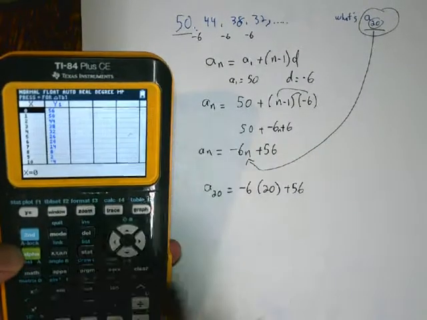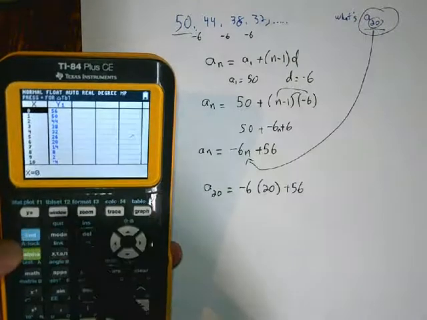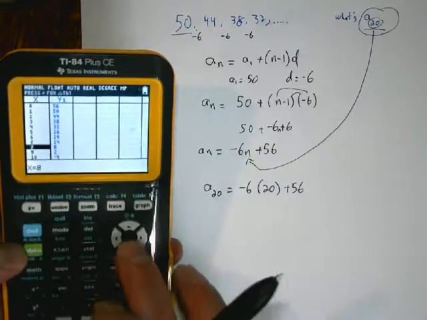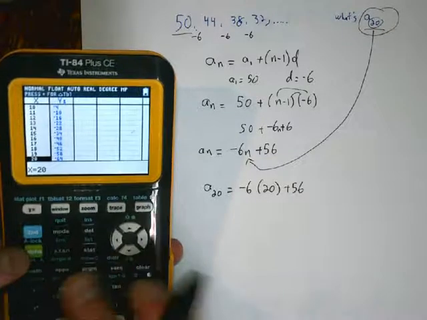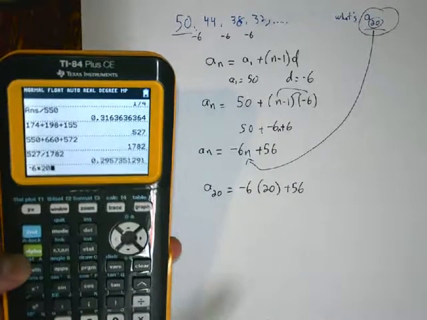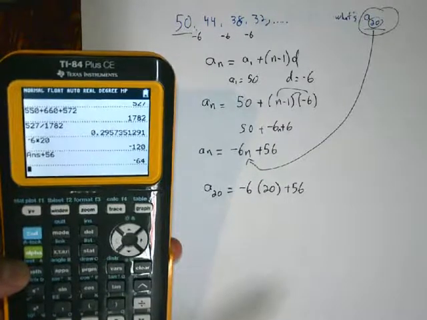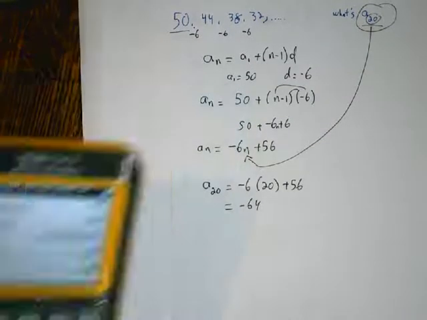Now, if I want to know what the 20th term is, notice all I'm doing is substituting 20 into my table. I can either scroll and look for 20, and I get negative 64, or if I did it the other way, negative 6 times 20 plus 56, I still get negative 64. Nice to go back to some really basic slope-intercept, and, ooh, I need to sand this table down. It's very old. All right.